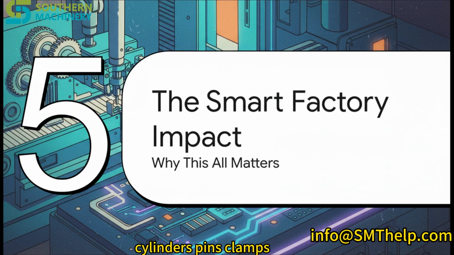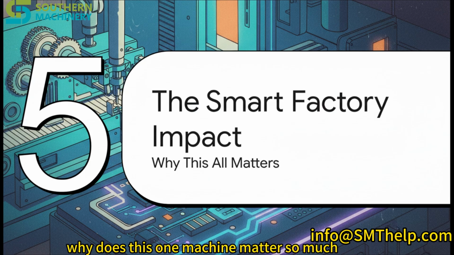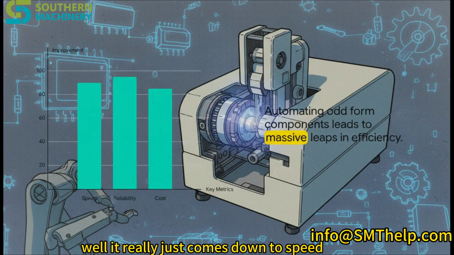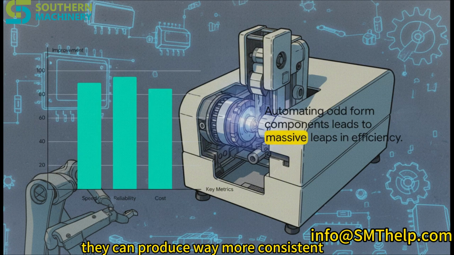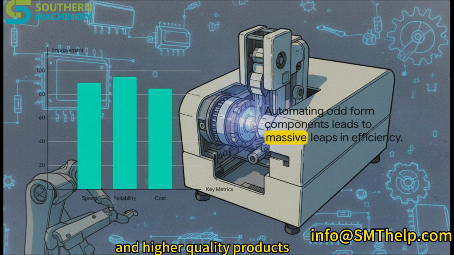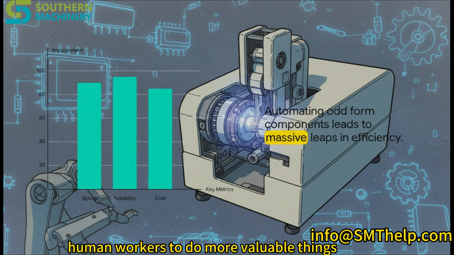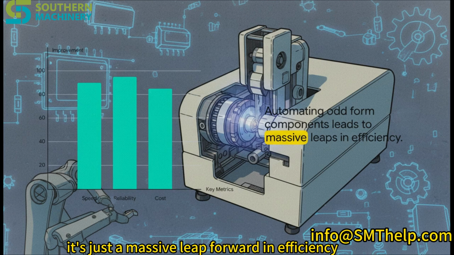Okay, we've gone deep into the mechanics, right? Cylinders, pins, clamps. Let's zoom back out for a second and look at the big picture. Why does this one machine matter so much in a modern factory? Well, it really just comes down to this: speed, reliability, and cost savings. By automating this one tricky step, factories can run faster, they can produce way more consistent and higher quality products, and they can move their skilled human workers to do more valuable things. It's just a massive leap forward in efficiency.